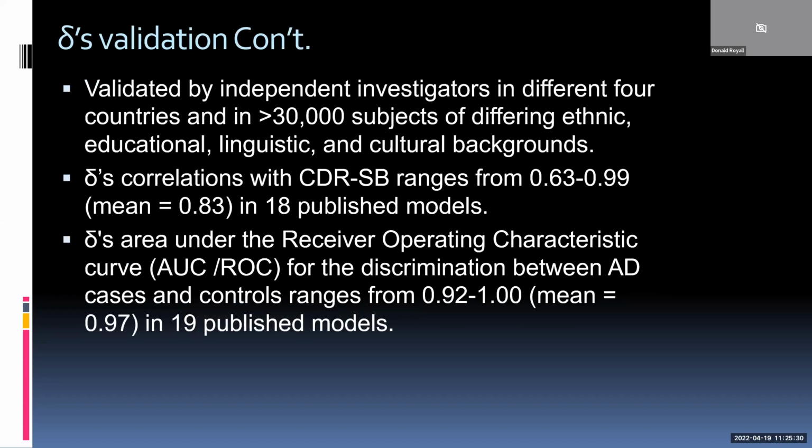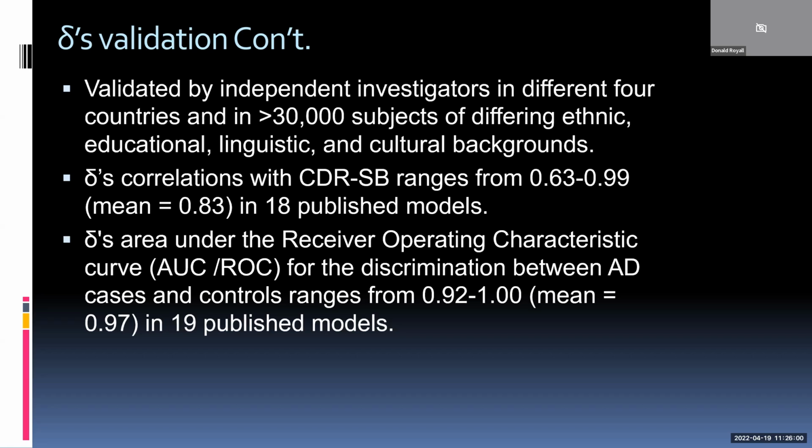And these have been validated by independent investigators in several countries on several continents, involving over 30,000 unique subjects with differing ethnic, educational, linguistic, or cultural backgrounds. Over the aggregate of these studies, delta correlates strongly with CDR sums of boxes, ranging from 0.6 to 0.99 with a mean of 0.83 in 18 different published models.